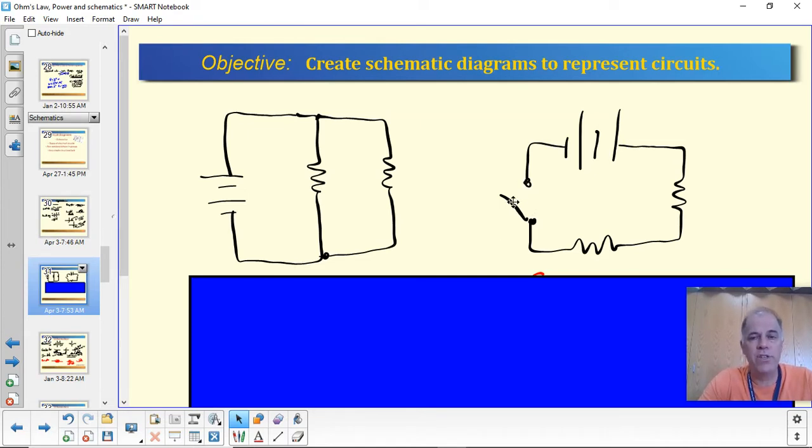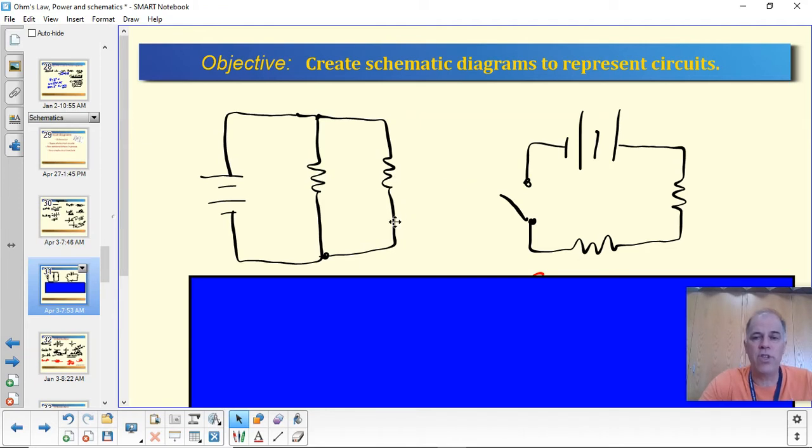Because the switch is open, there's not this continuous path from the battery back to the battery. We don't have a complete circuit, so electricity will not flow in this circuit. This one, we do have a complete circuit, so electricity can flow. Anyway, battery, resistor, here's a switch, wires connecting them all, battery, resistor, wires connecting them all.